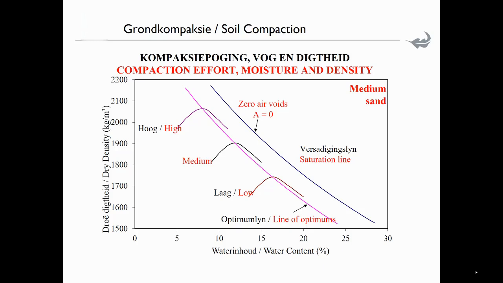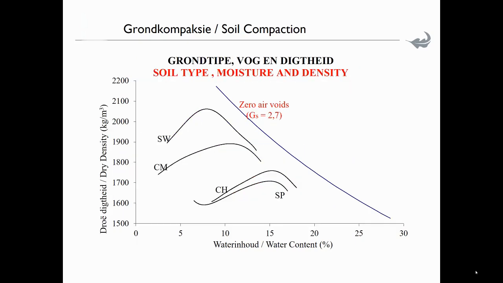And once you've done all the tests, then you can plot these lines of optimums, and this is a very typical thing. So high compaction effort, you get the top curve, and then medium and low, and then you draw this line of optimums, and from that we can determine the optimum dry density. The different soil types, moistures and density produce different results. So the top one is a well-graded sand, then a clay with high plasticity, and a poorly graded sand.